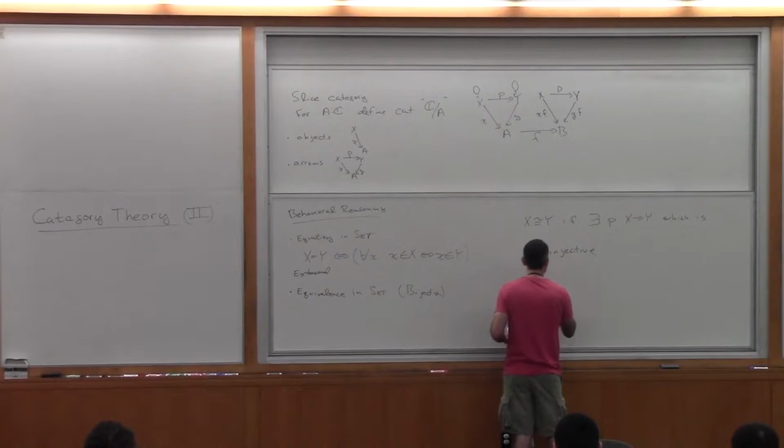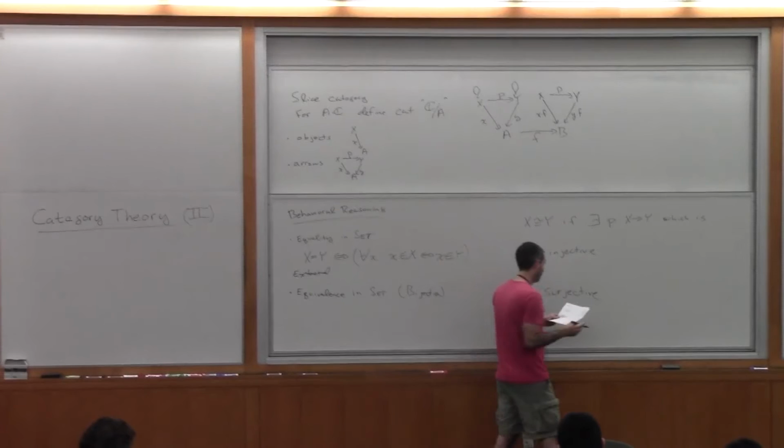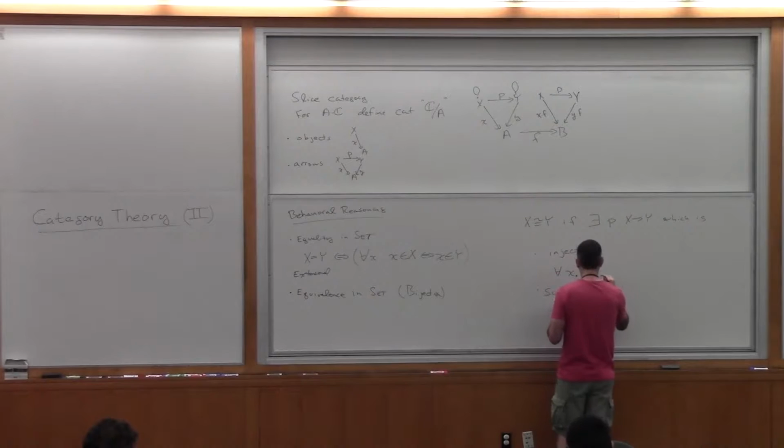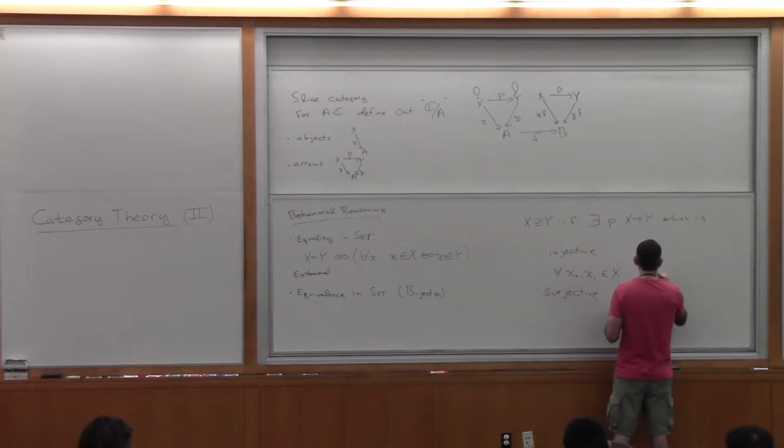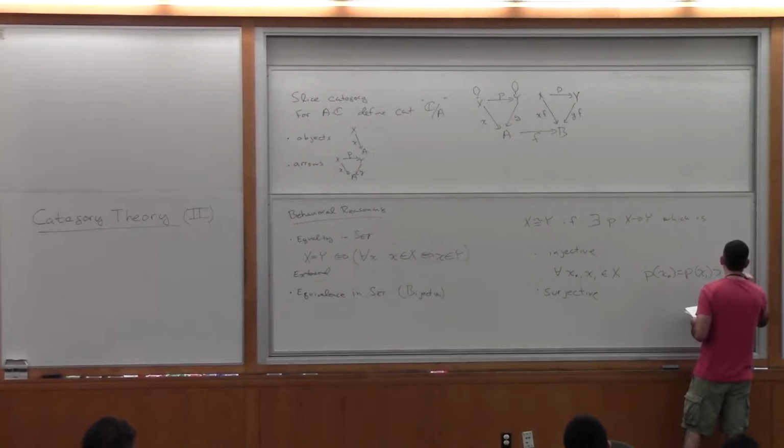Okay? So a function is injective if it doesn't collapse any points of its domain, right? So in particular, that means if I have two points of the domain, then if I apply the function to them, and the results are the same, then it must be the case that they were already the same to begin with. Right? That's the notion of not collapsing any points.